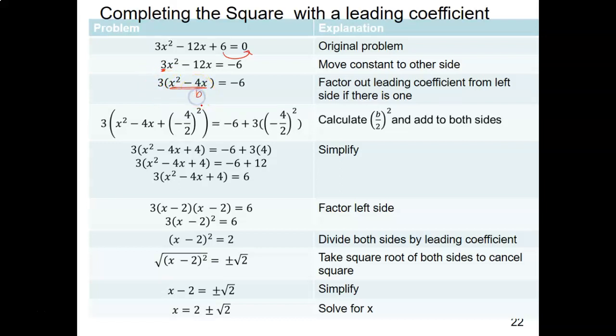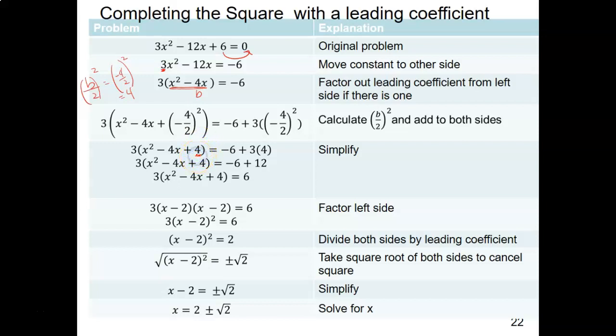So this is going to be the b that we use, b divided by 2, squared. So we're going to have negative 4 divided by 2, and that's squared. So that's going to be 2 squared, or 4. So this is the 4 that we are going to add in here.